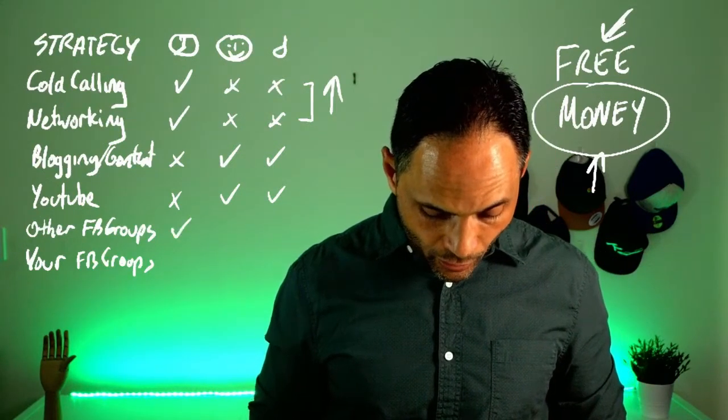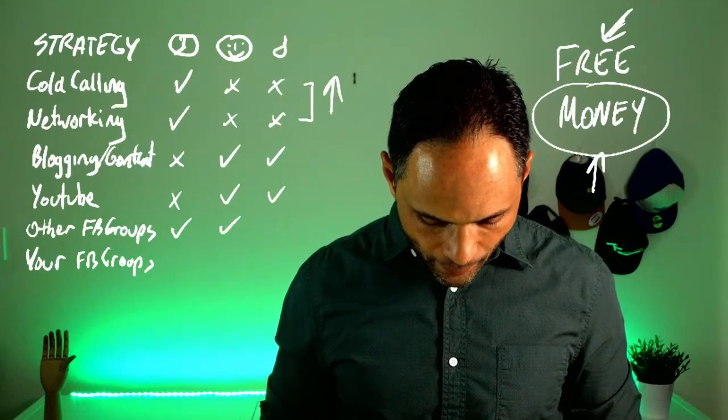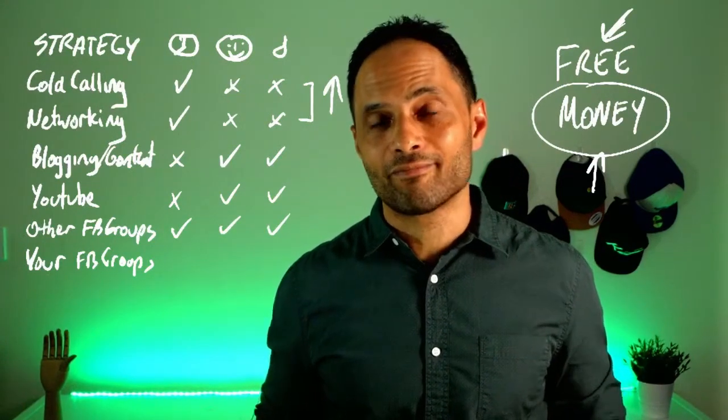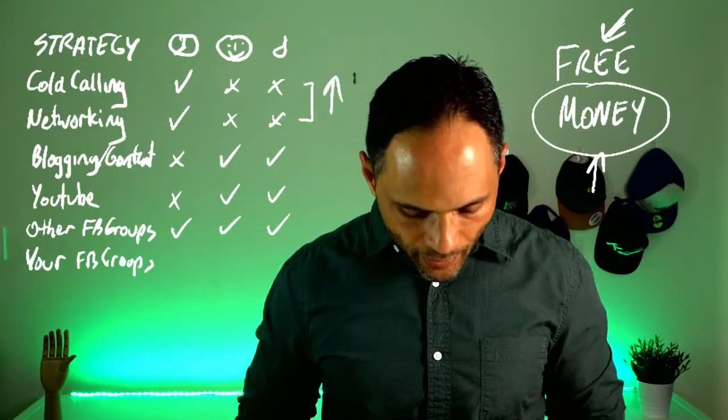Time factor is pretty good. It's only half an hour a day. Will you be happy? Yep, much happier. And the sweat equity is pretty good. It's like half an hour a day. Okay. The next one is your Facebook group.